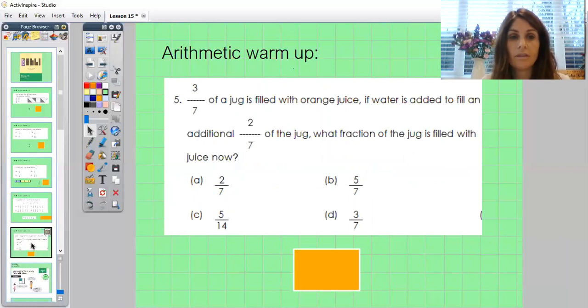So question 5. 3/7 of a jug is filled with orange juice. If water is added to fill an additional 2/7 of the jug, what fraction of the jug is filled with juice now? Go for it, have a look.